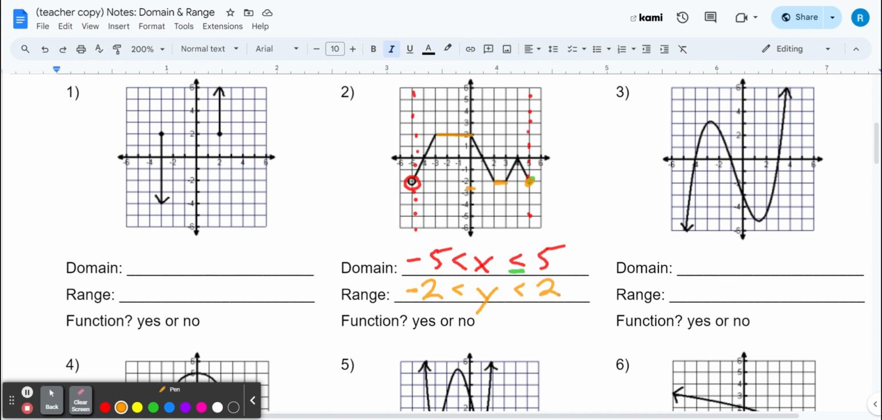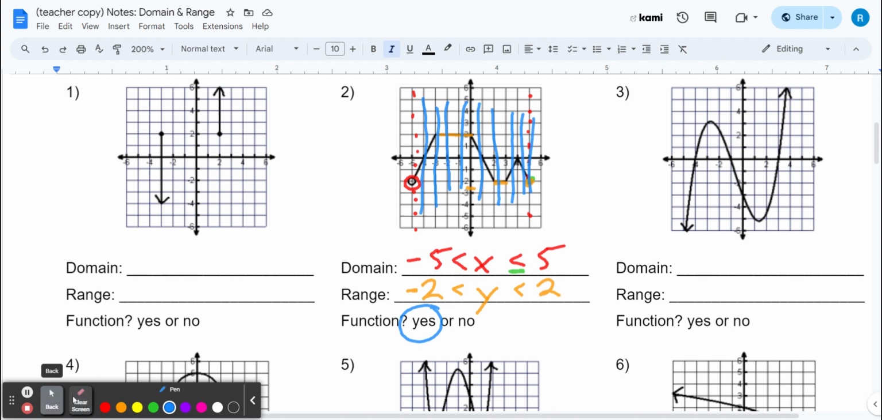Lastly, if we want to look to see if this is a function, I can draw a vertical line at any point on this graph, and I can see that, hey, it is only crossing once. So that means that, yes, this is a function for this graph. And you do not need to draw all those vertical lines. In fact, your notes are going to look really messy if you do.